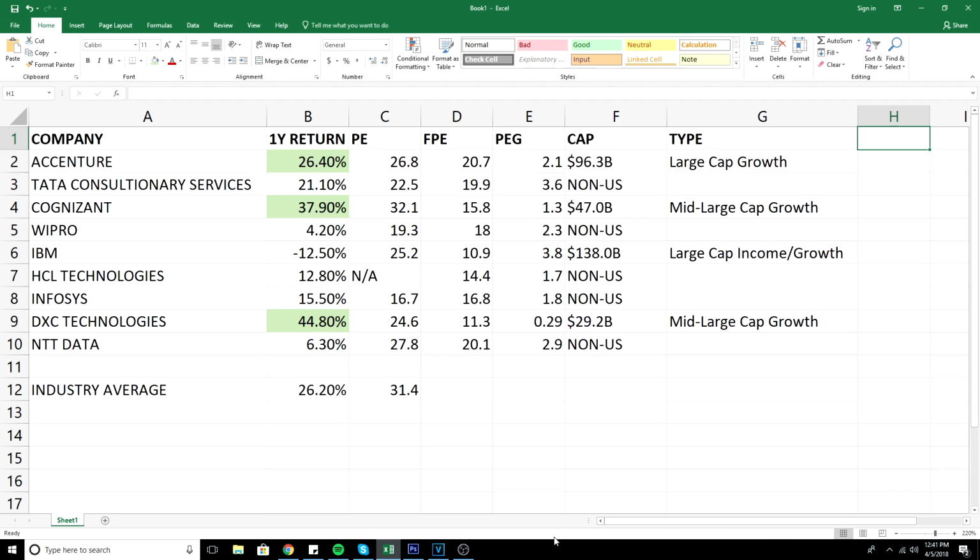And with a market cap of $29.2 billion, they're a mid to large cap growth investment. So we're actually going to be using Accenture as our example here for further analysis. But if I was investing in an IT services company, I would do this research on all of the ones that I highlighted here. I would also do it on Cognizant and DXC Technologies.